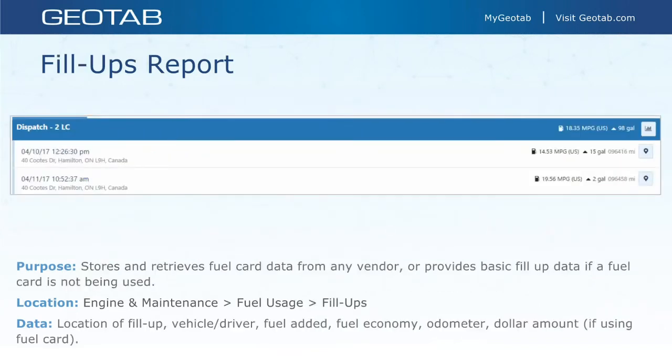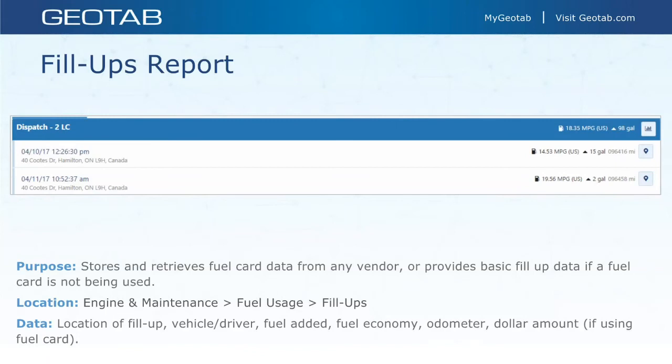Now, along with fuel usage, you also have a fill-ups report. Now, fuel usage and fill-ups largely depend on the type of vehicle that you have the Go device plugged into. It largely depends on the vehicle. Vehicles operate in different protocols, and simply put, some vehicles are able to send data on their fuel usage and their fill-ups, and other vehicles are not.